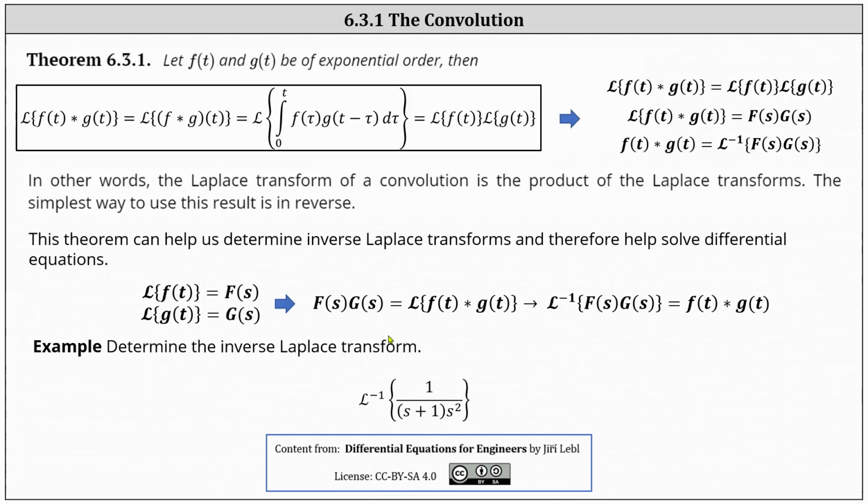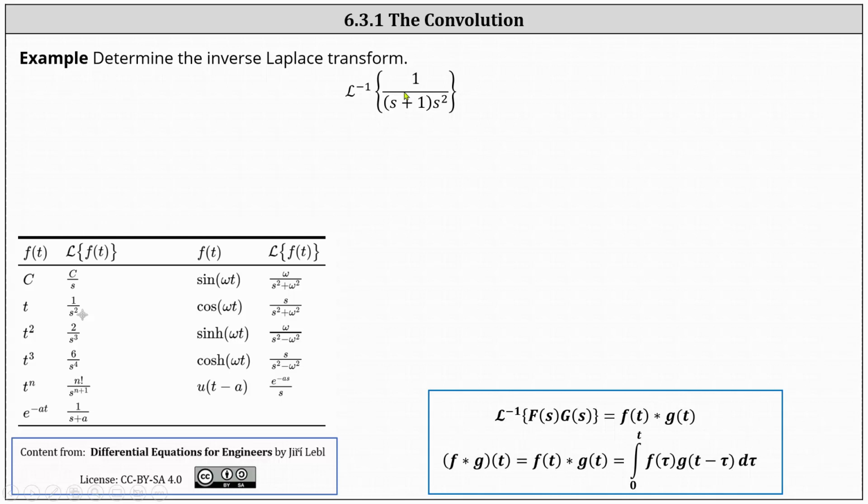Let's determine the inverse Laplace transform of 1 divided by the product of the quantity s plus 1 and s squared. Going to the next slide, let's first write this as a product of two functions of s, and therefore we have the inverse Laplace transform of 1 divided by the quantity s plus 1 times 1 divided by s squared. From here, if we find f of t and g of t, we can then find the convolution of f of t and g of t to determine the inverse Laplace transform.